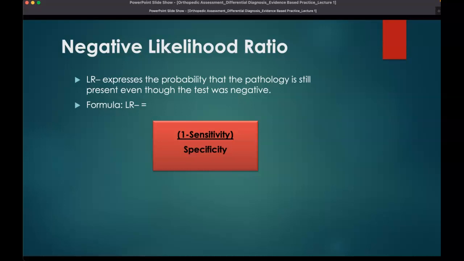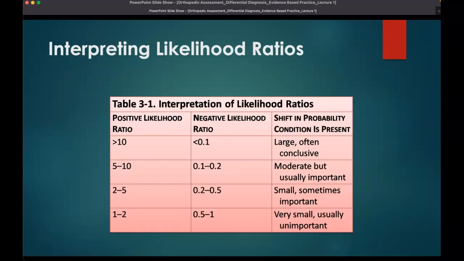highly sensitive test. Now, I'm going to look here, and remember I said we want that negative likelihood ratio to be relatively low when we have a highly sensitive test, because when it's lower, then we know that if the highly sensitive test was negative, and then we have this low negative likelihood ratio, then we know that more than likely that patient does not have that pathology. And so we can move down this chart to help us determine the conclusivity of the test.